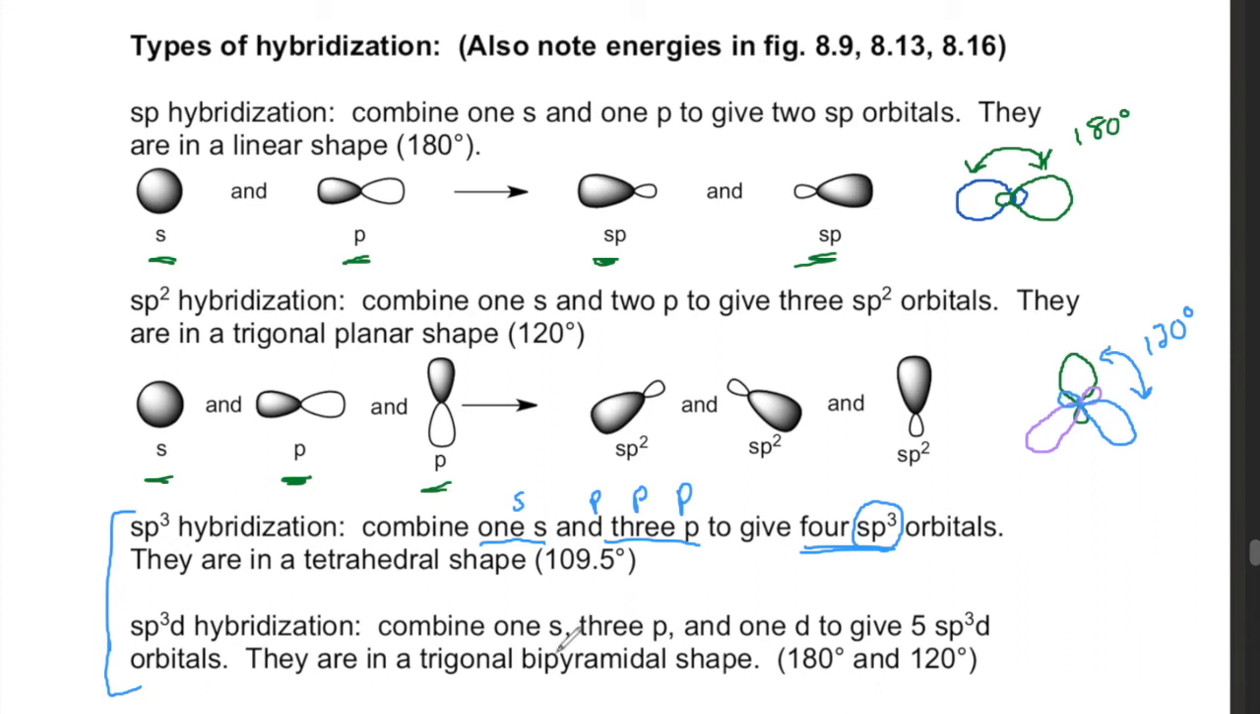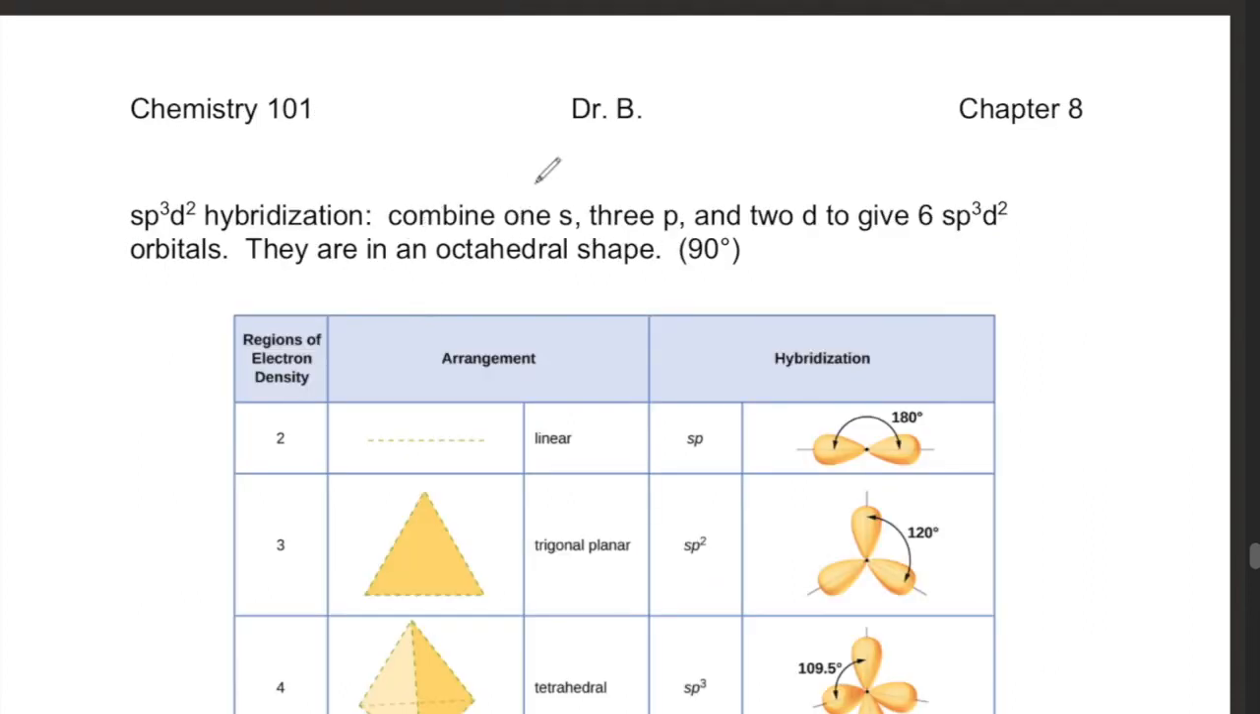So for the shapes that are for 5 electron regions and for 6 electron regions, we have to include some D. So for 5, we need an S, we need 3 P's, and then we need a D. And so that would make 5 orbitals to take care of those 5 electron regions. Then when you have to accommodate 6 regions, we need an additional D. So we need the S, the 3 P's, and 2 of the D's. And those 6 resulting hybrid orbitals are called sp3d2. Again, just talking about what went into making the hybridized orbitals.